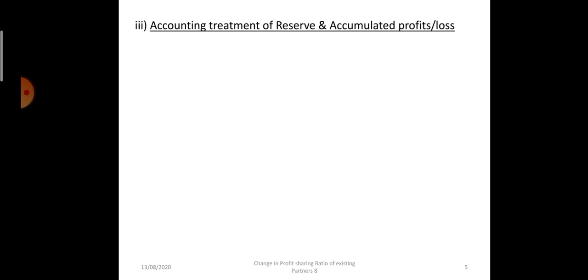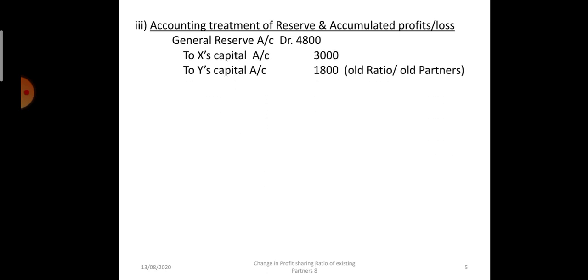Accounting treatment of reserves and accumulated profits. So first, general reserve is appearing on the liability side. It will be divided among the old partners in the old ratio 5:3. So general reserve to X's capital 3,000, to Y's capital 1,800. Old partners, old ratio.